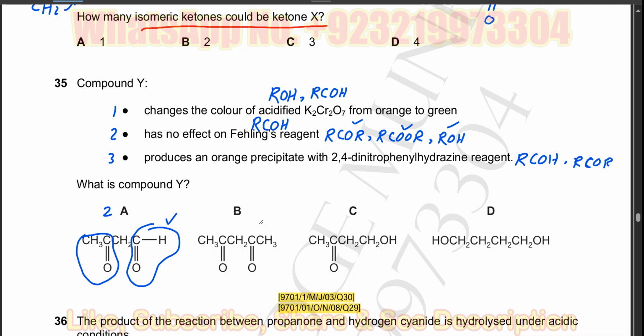Now check compound B. Compound B has a ketone group and another ketone group. Both the groups are ketonic. Now on this structure B, point number 1 is not possible, because point number 1 states that it should show the oxidation using K2Cr2O7, but a ketone cannot give me the oxidation by using this compound, which means point number 1 is not applicable.